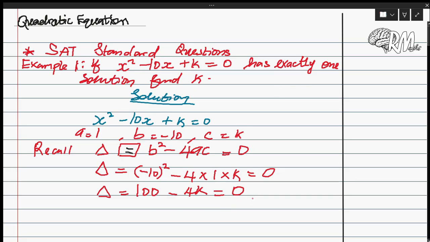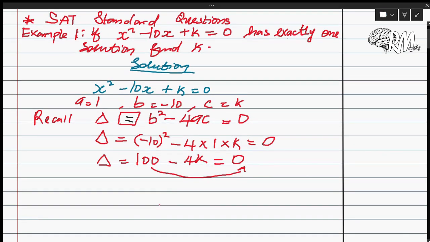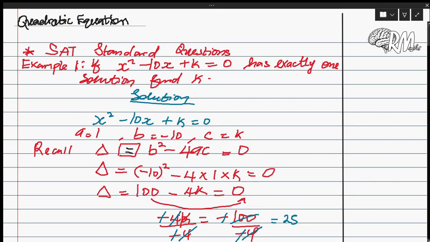So then I'll have to take this 10 to the other side. Then I have minus 4k equals minus 100. Then I'll divide both sides by minus 4. When I divide, minus cancels minus, and 4 in 100 gives me 25. So finally I have k equals 25. So this is the final answer to this SAT question.